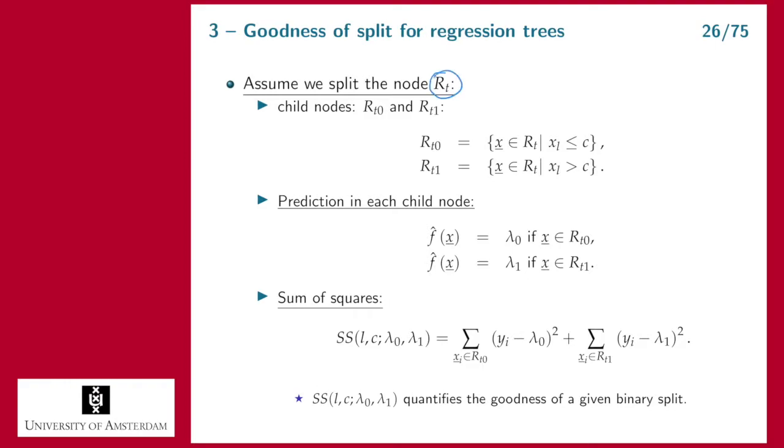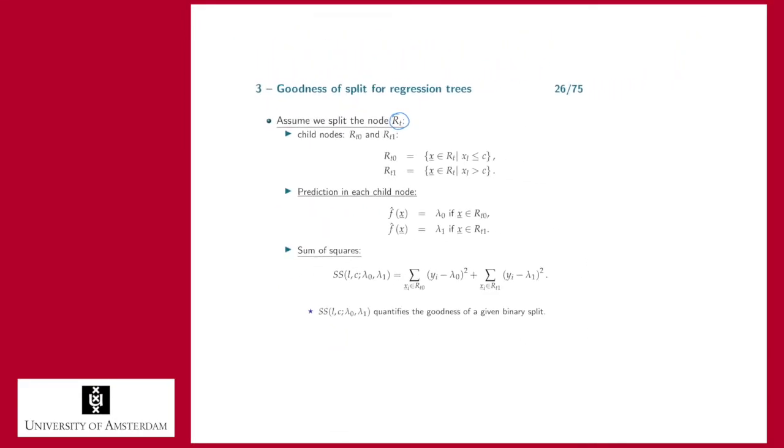Consider the node Rt. We start in Rt and split this node in two parts. We have Rt0, the left child, and Rt1, the right child, and they are defined in this way. If we have observations in Rt0, we use the prediction lambda 0. And if we have observations in Rt1, we use lambda 1.